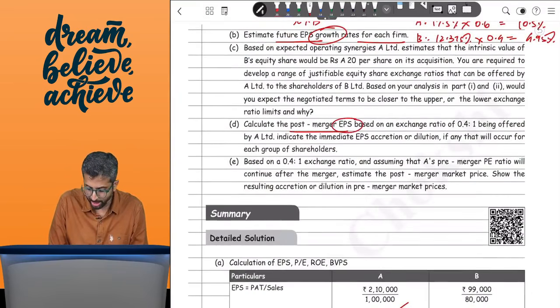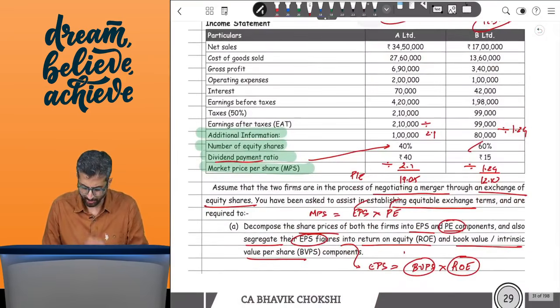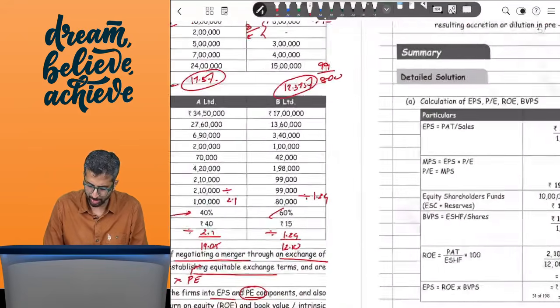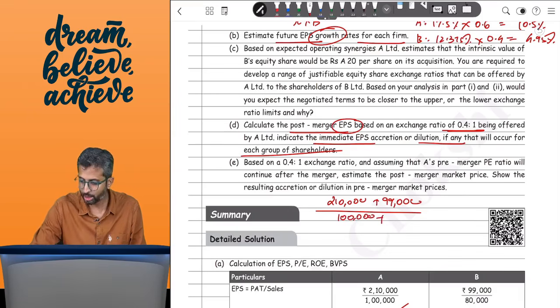Calculate the post-merger EPS based on the exchange ratio of 0.4:1 being offered for A, and indicate the immediate EPS accretion or dilution that will occur for each group of shareholders. So you are also asked the impact analysis. So over here, if I were to do the workings, I would say that what is my post-merger EPS? That is the total of pre-merger PAT, that is 2,10,000 plus 99,000 divided by the post-merger number of shares, that is 1 lakh plus 80,000 into 0.4, and hence that is 32,000. So if I total this is 3,09,000 divided by I think 1,32,000, and hence 2.34 is my post-merger EPS.